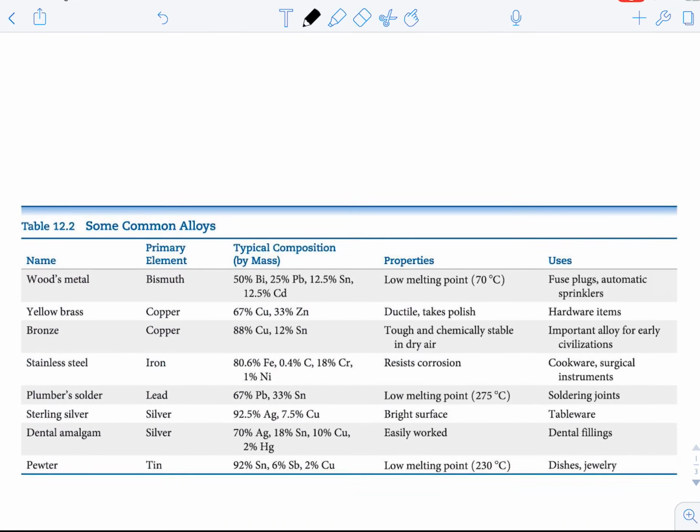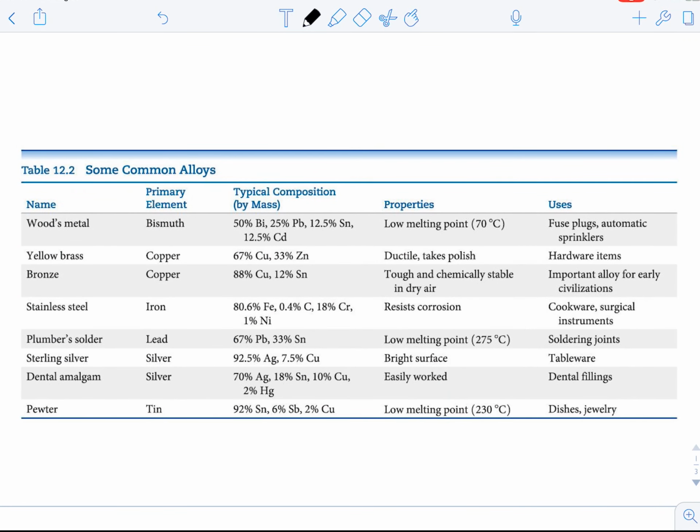So here are a couple of examples of common alloys. And they're just going to have different percentages of different metals, again, except for our steel substance, which has the addition of carbon in there as well. And the properties are going to be different from our initial metals that we start out with. So, for instance, we know iron will easily oxidize to iron oxide, but steel actually resists that corrosion. So, just as a note.